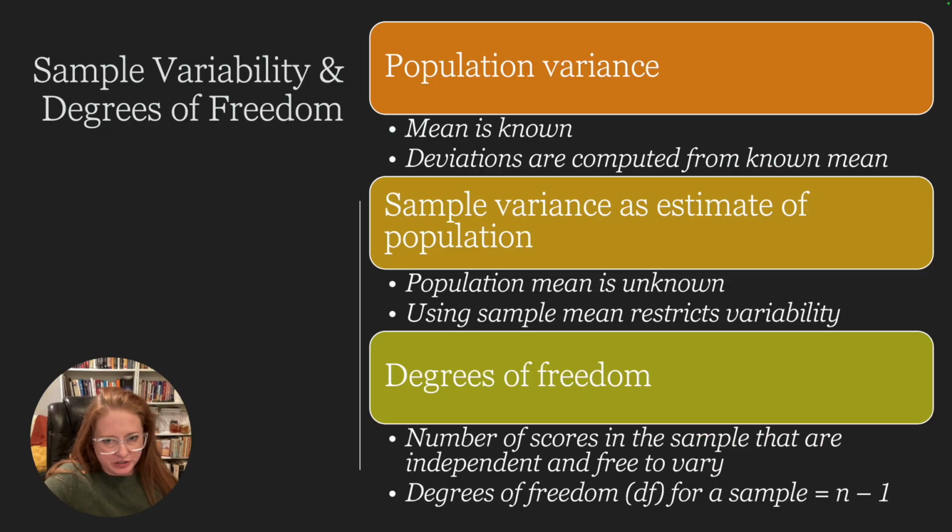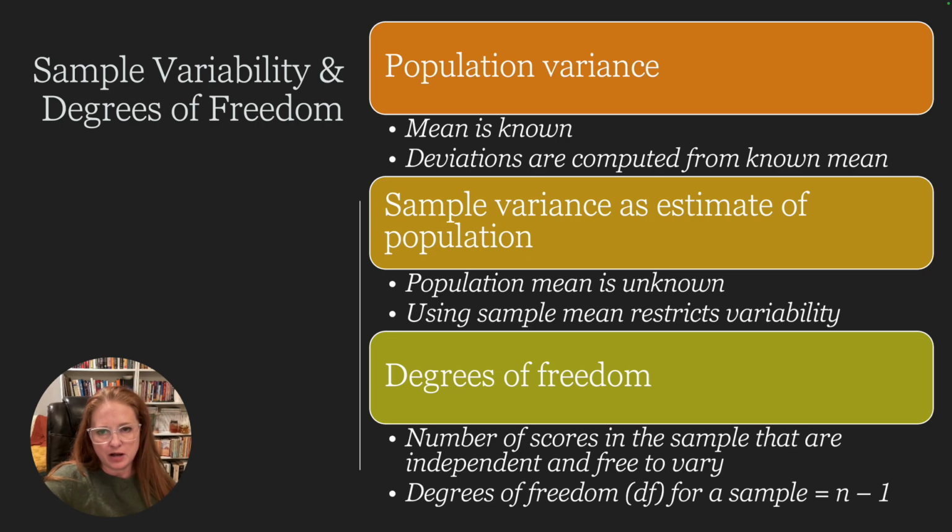Sample variability and degrees of freedom. Degrees of freedom, I'm going to start from the bottom, is the number of scores in the sample that are independent and free to vary. At this point in these lecture series, just know that degrees of freedom, as symbolized by df, like a slanty df, like you're writing it in italic, for a sample, is just n minus 1. Yes, that will change, but right now it's just n minus 1.